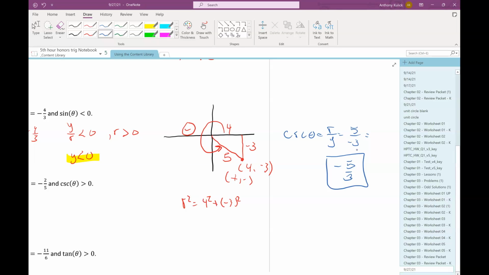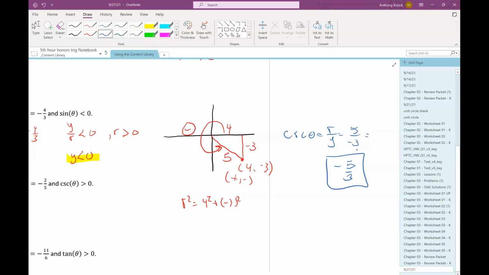Okay. So again, once you have the thing in the right spot, it's like right triangle, Pythagorean theorem, and then a definition. The tricky part is just sorting out what quadrant you're working in, right?